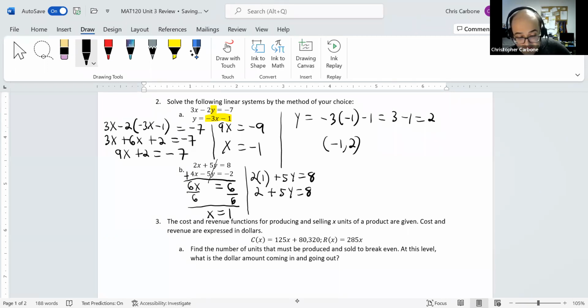We could subtract the 2 from both sides and be left with, these cancel, 5y is equal to 6, and then divide by 5 from both sides. So we would get y is equal to 6/5. So the solution for this is just the point 1, 6/5.